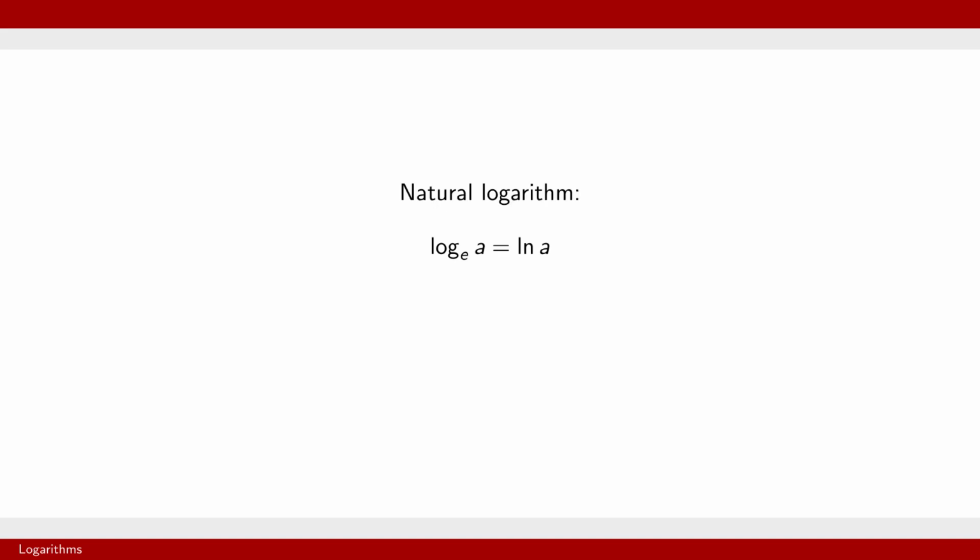Another special case is the logarithm to base e. The irrational number e is named after the Swiss mathematician Leonhard Euler and its value lies close to 2.71828. This logarithm is called the natural logarithm and also has its own notation. The natural logarithm plays an important role in growth and decay processes as they occur in nature, for instance bacterial growth and radioactive decay.